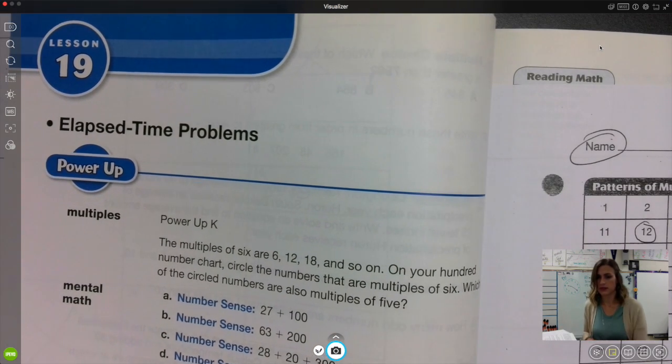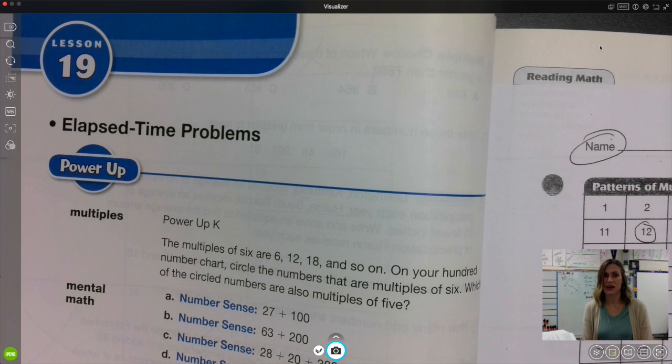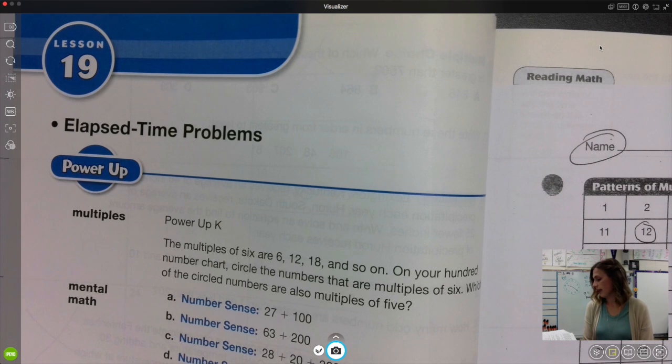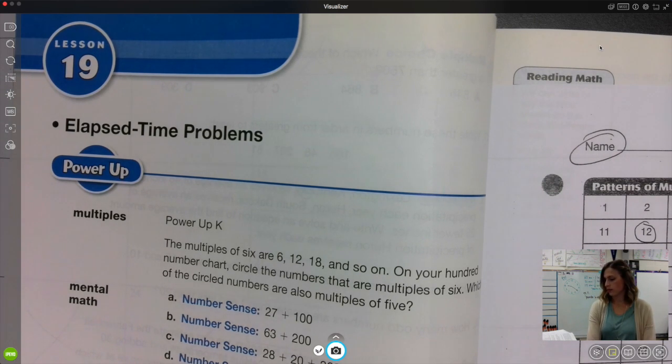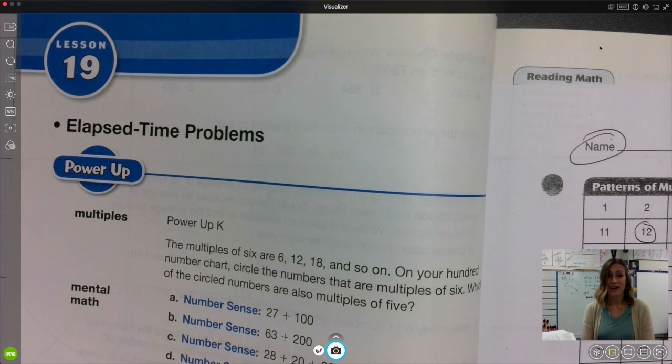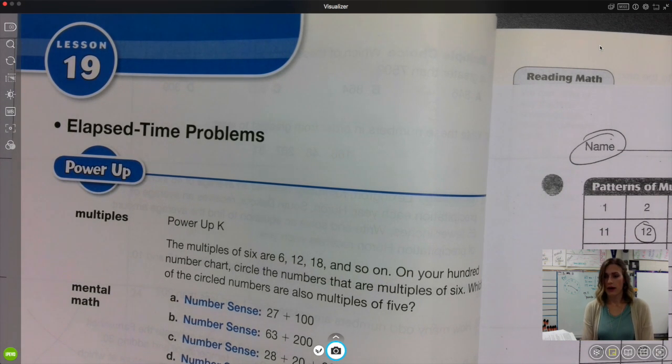Okay, so multiples of 6. So numbers like 6, 12, 18, 24, 30, and so on. When you're done with that, go on to your mental math and your problem of the day. Press pause, and I will help you correct that once you are done with your power-up.